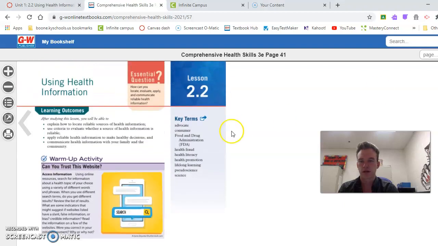Going on, everybody? Today is lesson 2.2. It is about using health information. Here are your key terms on the right side.